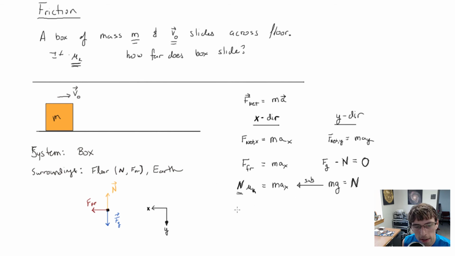So I get something that says mg, that's me substituting in the expression for the normal force, mu k, is equal to ma in the x direction. You say, I got this. Look at that. Oh, goody. The m cancels the m, and I end up with something that says that my acceleration in the x direction is equal to mu k times g.